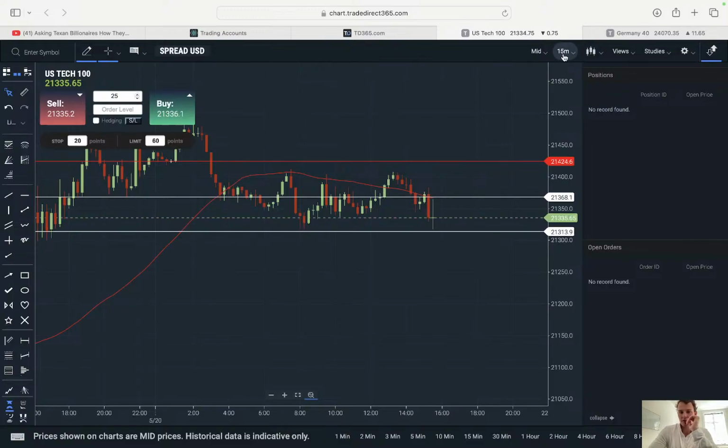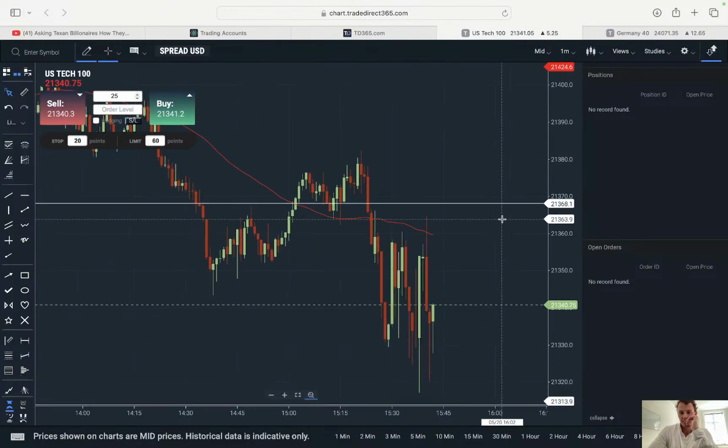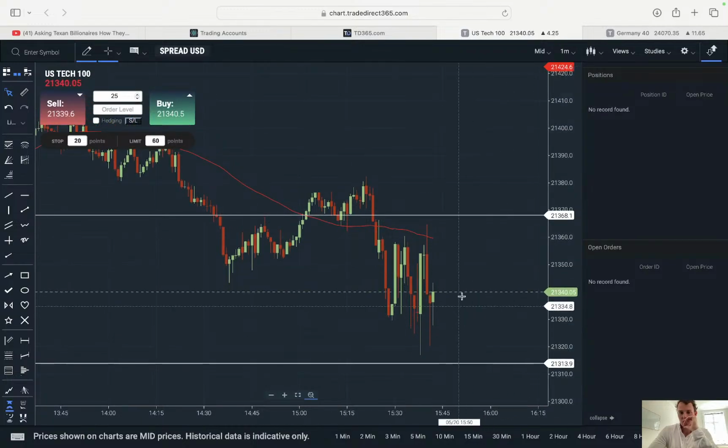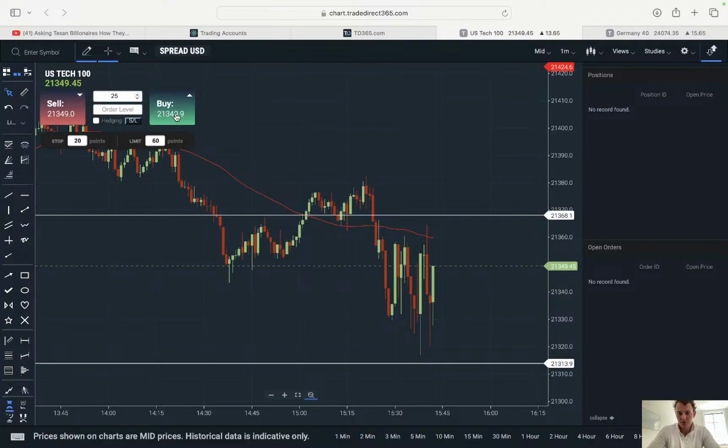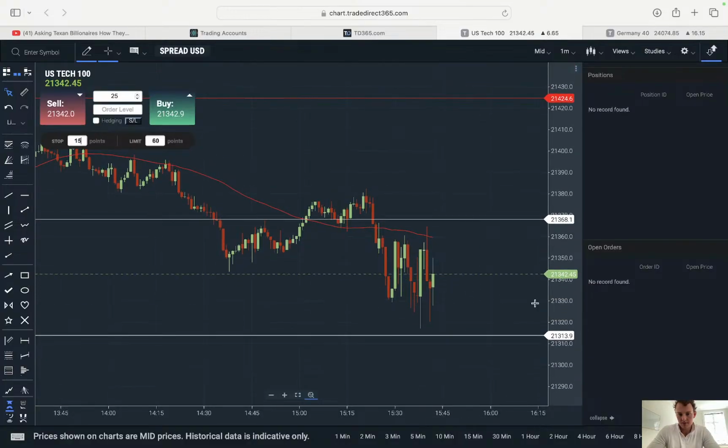I have 50 contracts, but let's see here. Could also consider, it looks like it's a long. It might come back to here now. Could consider doing a long position. I was too late for that. It could potentially sell off now. So let's see.